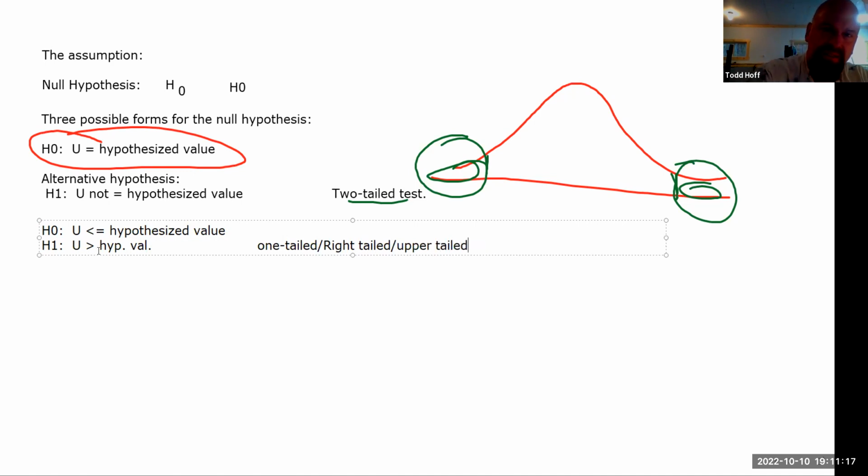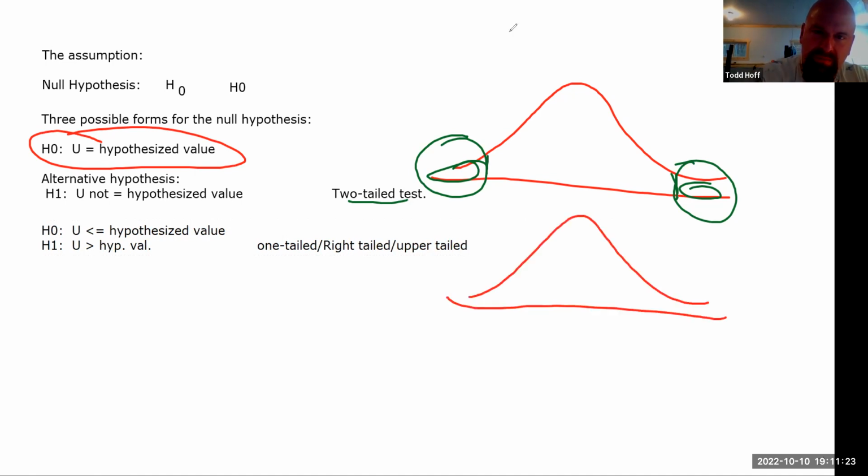Because what that means is, in our hypothetical sampling distribution, in the bell curve, since we're saying that we're less than or equal to a certain value, the only way we could contradict that is if we got a value in our sample that is far enough on the upper end, large enough. So right-tailed or upper-tailed section of that distribution.